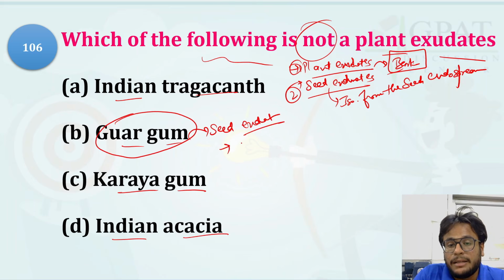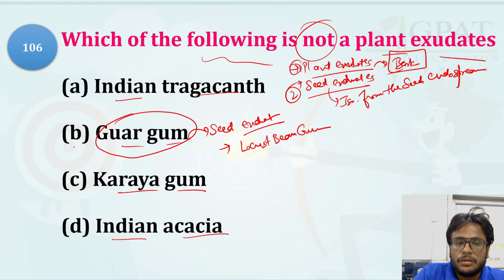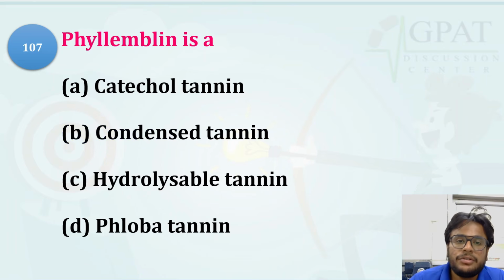The other example of seed exudate is locust bean gum. Locust bean gum is also an example of seed exudate, and not an example of plant exudate. Moving towards our next question.